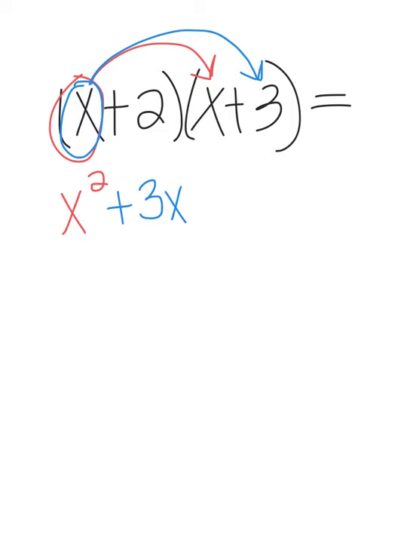Now I'm going to move to the 2. I'm going to distribute out the 2 to each part of the second parenthesis. So I'm going to multiply 2 times x. 2 times x is 2x. And then the very last step would be to multiply your last terms. 2 times 3. So 2 times 3 is 6.